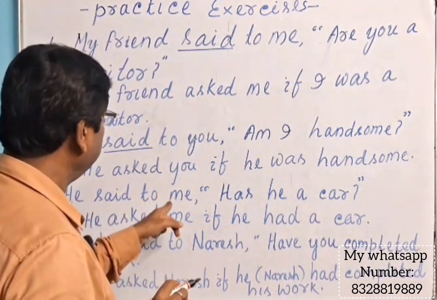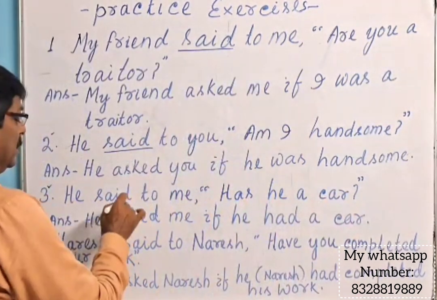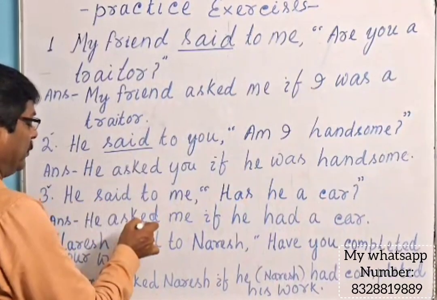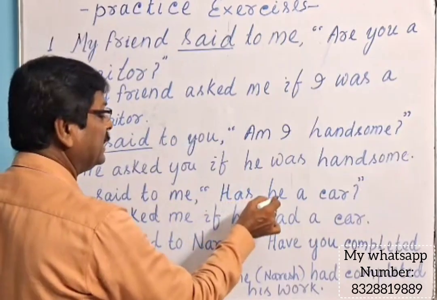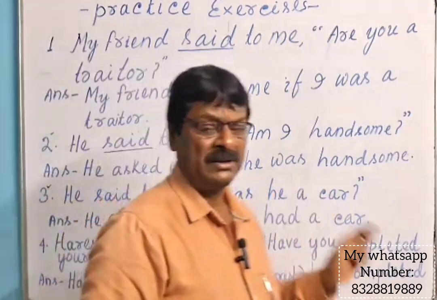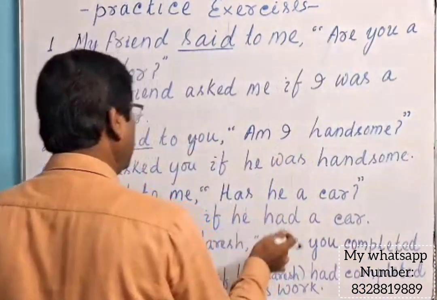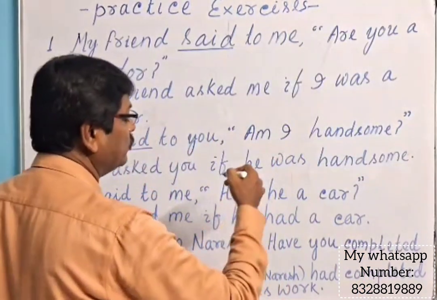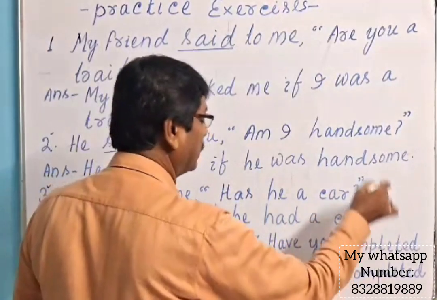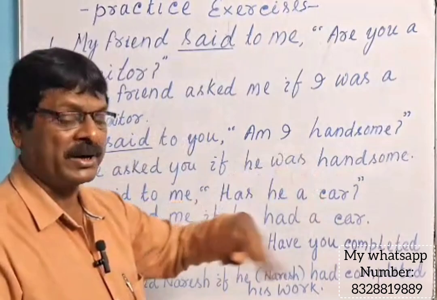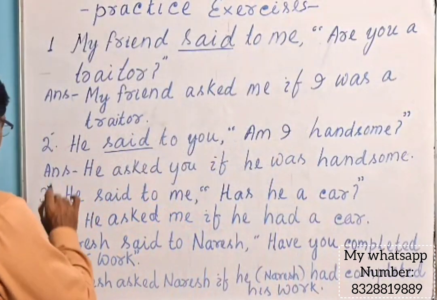He said to me, "Has he a car?" The reporting verb "said" will be converted to asked. He asked me, "to" will be dropped. He asked me if he. It is a third person, so no change. It will remain constant. And the tense will be changed. "Has" will be changed into "had". He asked me if he had a car. Full stop. The interrogative mark will be replaced. Then we shall go for question number 4.